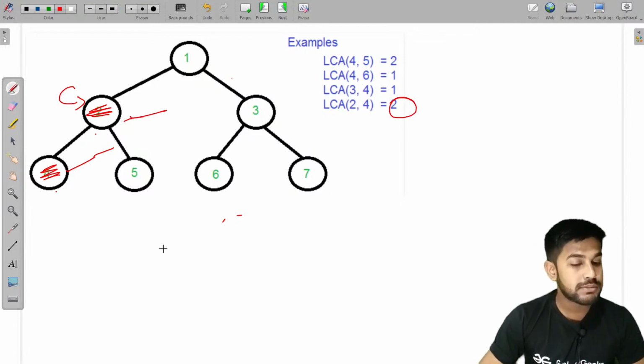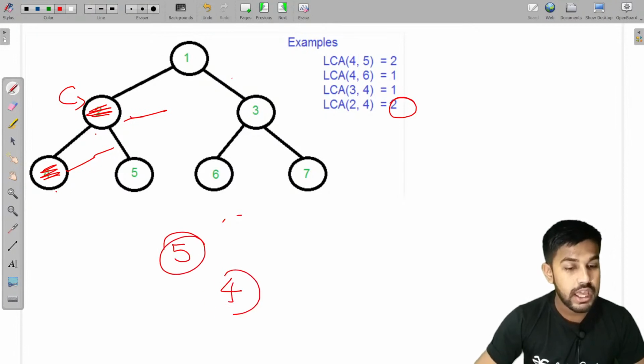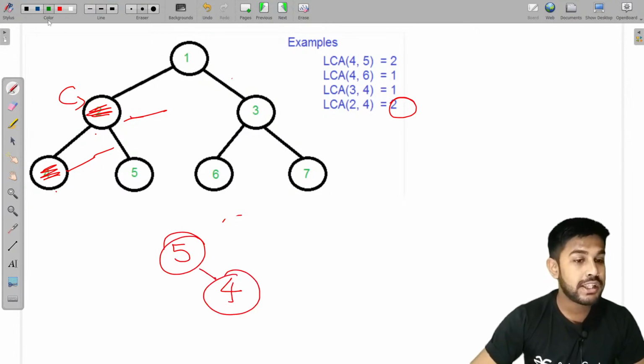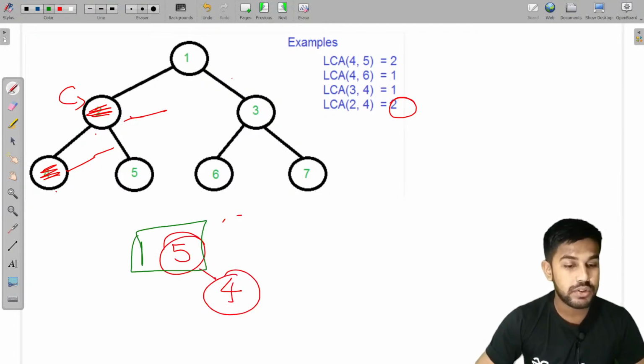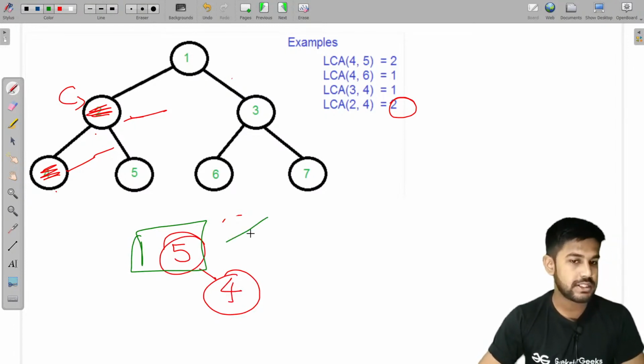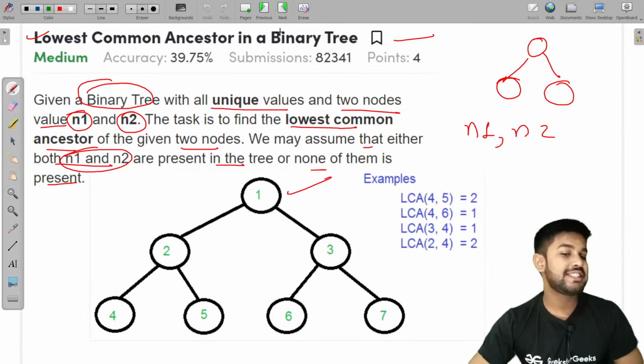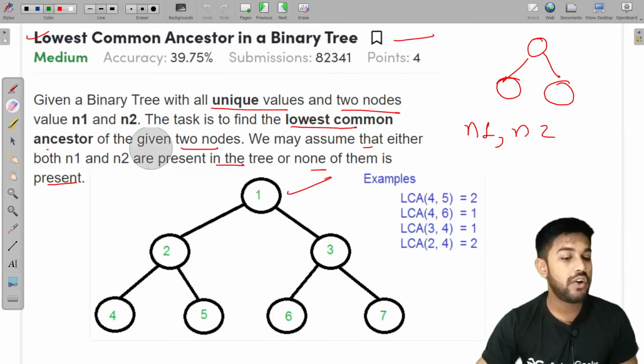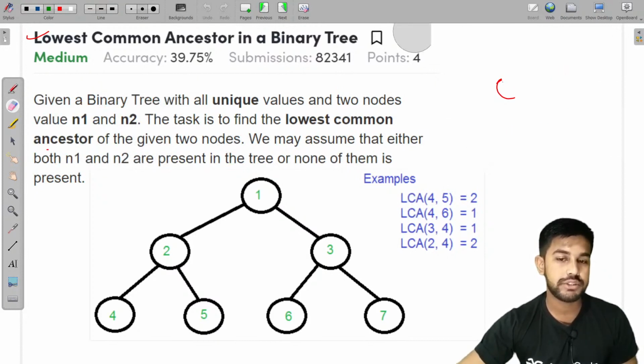To make this more clear, suppose we have 5 and 4. For 5 and 4, the ancestor would be 5 itself. So I think LCA is now clear. Now let's try solving the question.